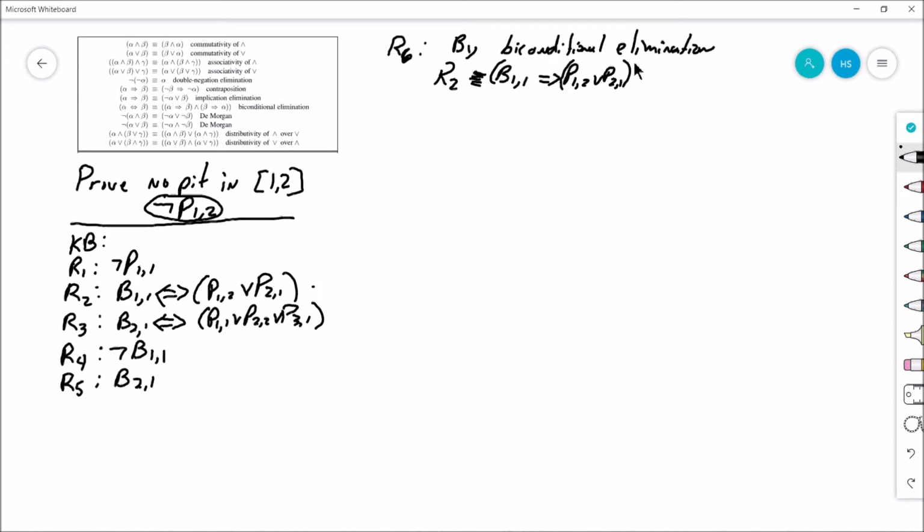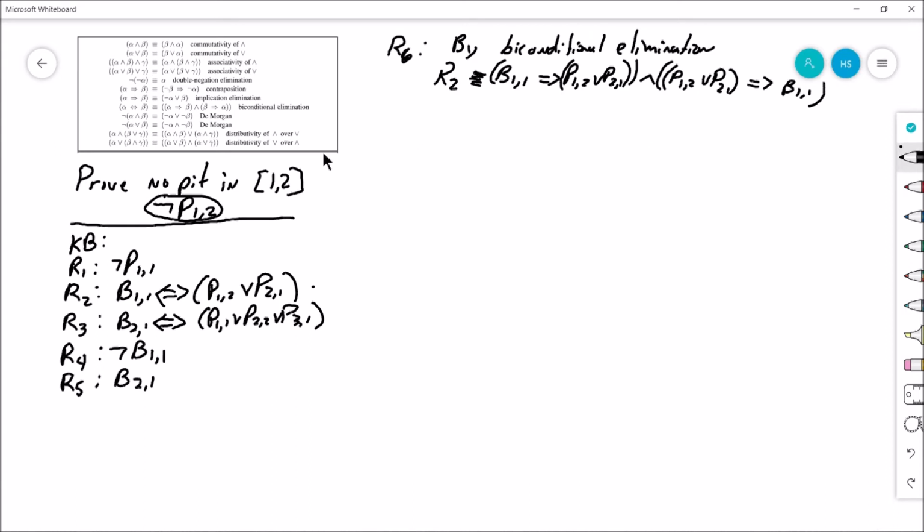And the reverse, P12 or P21 implies B11. Okay, so that's my first substitution that I did. And then I'm going to continue.